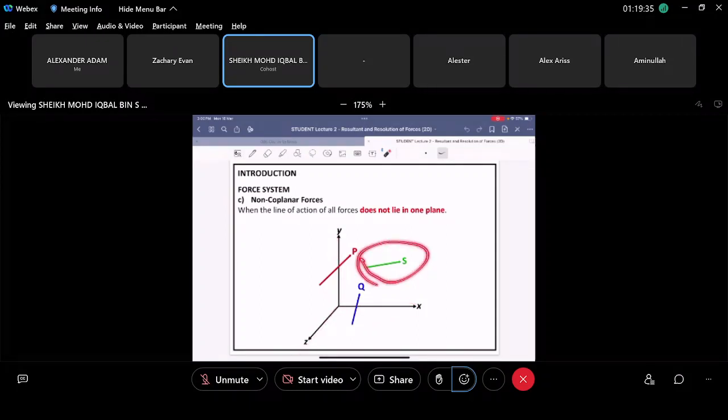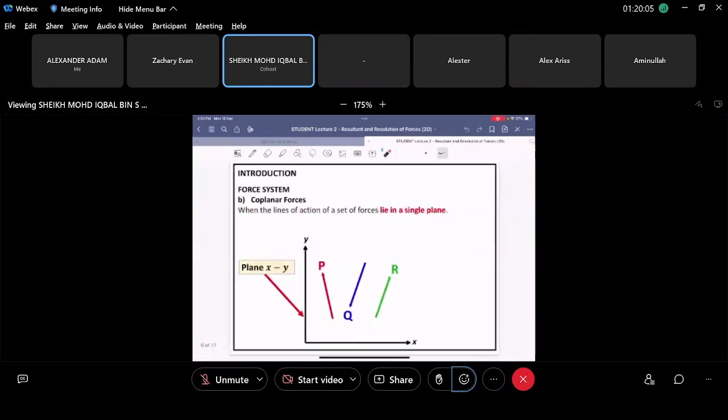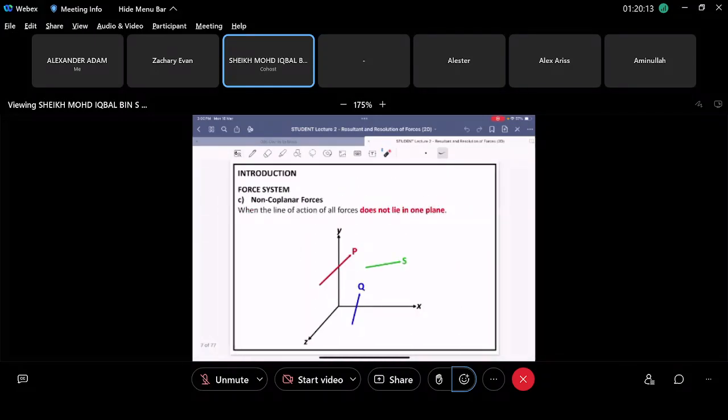If this S force here only exists in Y and X, then it is a coplanar system. If this Q here only exists on, for example, Z and X only, then it is a coplanar force. But when a force exists in all three planes, X, Y, Z, then it is called a non-coplanar force. And usually this is a 3D problem, right? The coplanar force is a two-dimension problem, 2D problem, only X and Y. This one is a 3D problem, X, Y, Z.